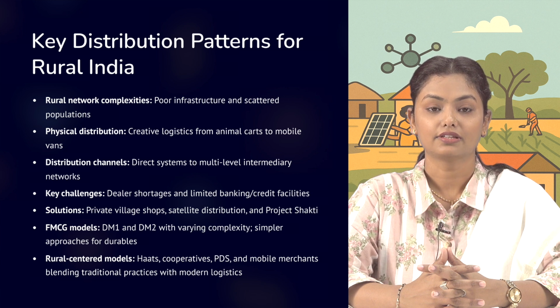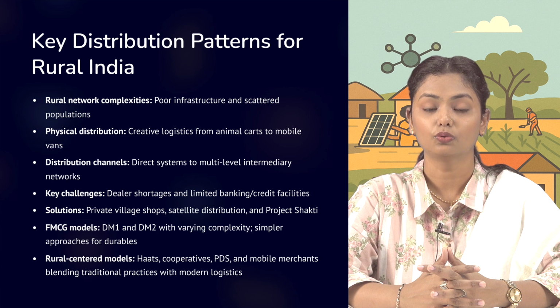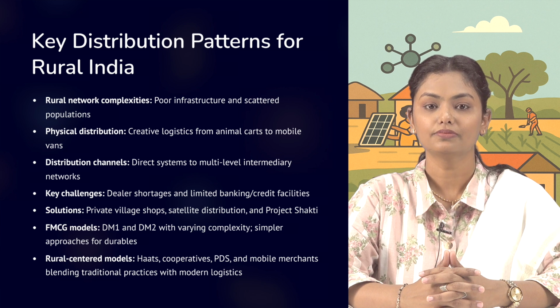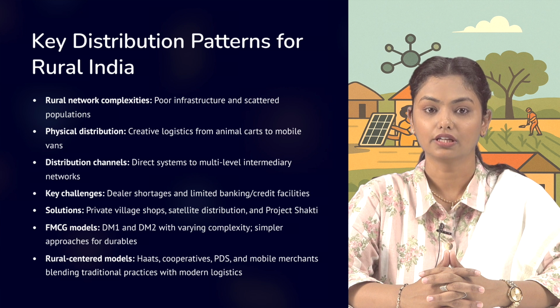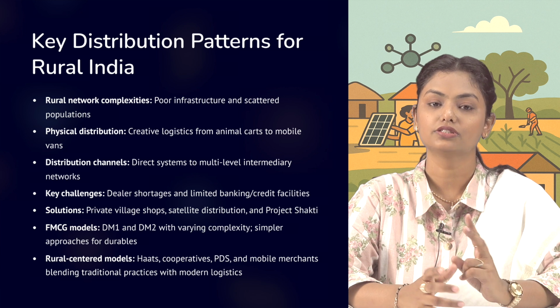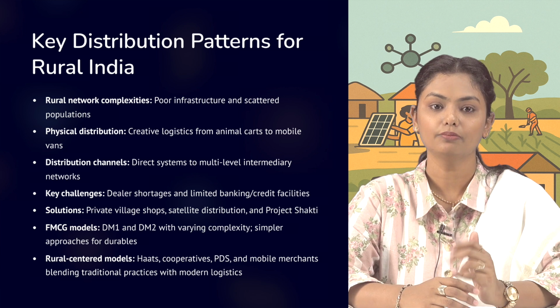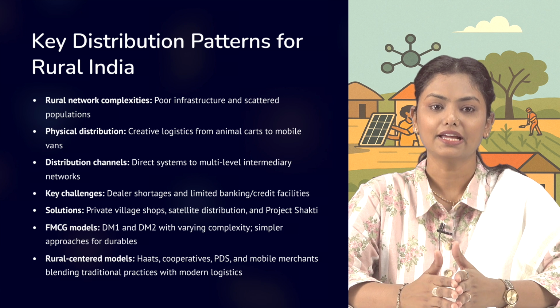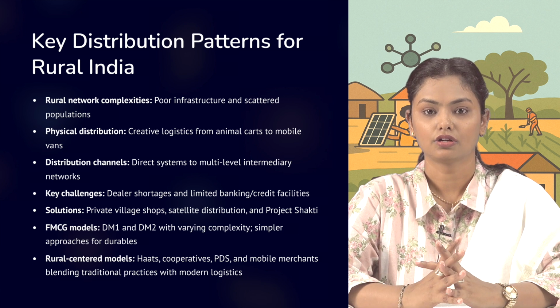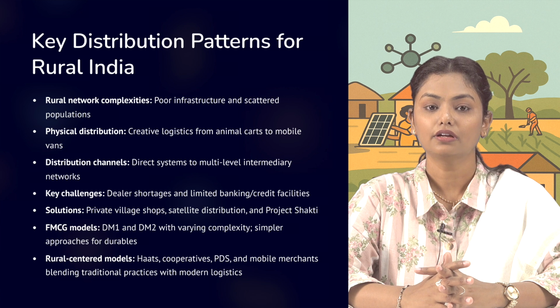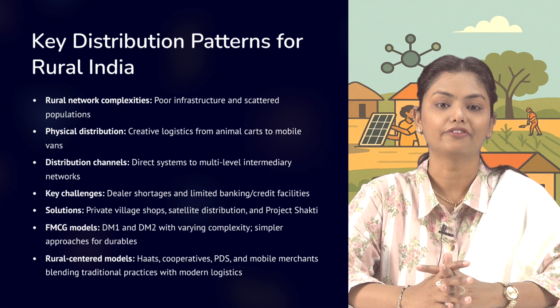After that, we saw key problems identified including shortage of suitable dealers, limited banking facilities and insufficient credit. To overcome these, strategies like leveraging private village shops, satellite distribution and innovative models like Project Shakti and youth entrepreneurship were discussed. We detailed two main FMCG distribution models, that is DM1 and DM2, which vary in complexity and their focus on rural markets, noting that durables typically use simpler, often urban-centric models.